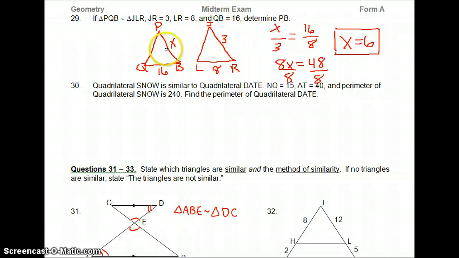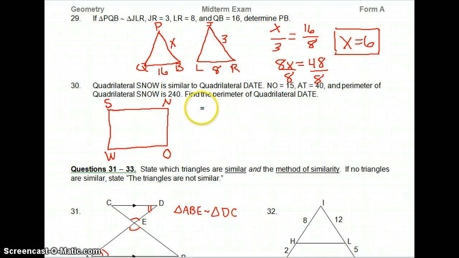Alright, 30. Quadrilateral SNOW is similar to quadrilateral DATE. They give us measurements and give us a perimeter, and we have to find the other perimeter. So, let's go and draw our pictures. And when we label this, we have to go in order around the shape. So S, N, O, W. And then the other one is D, A, T, E.